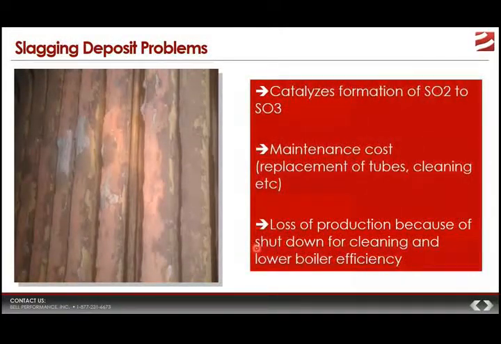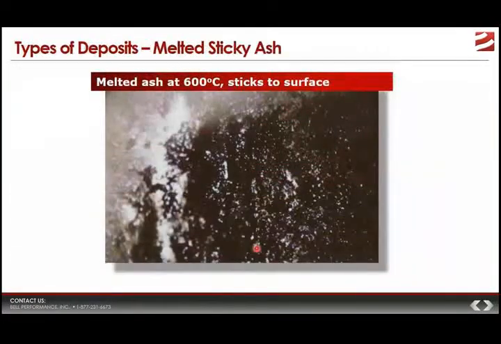What they also do is catalyze the formation of SO3 from SO2. They increase your maintenance costs, because if you have them, you tend to have to replace tubes more often. It tends to be more expensive and more problematic to clean properly. And all of these contribute to a potential loss of production because you have to shut down more often to clean, and so you get lower boiler efficiency. So this slagging phenomenon is not something to be trifled with. It's not something that boiler operators really like to have to deal with.